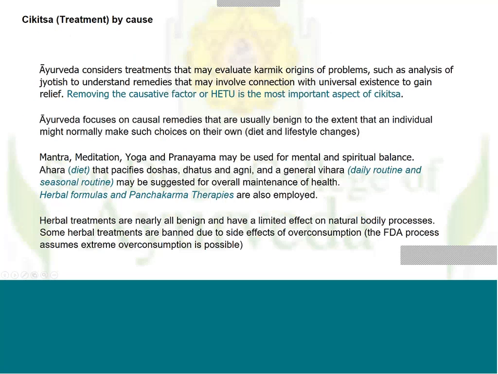So chikitsa can be given by cause. This is another very important thing. So Ayurveda looks at the treatments, and we also look at the karmic origins of problems. We may look at Jyotish to understand the types of issues of fate, and these will be things that tell us about things from previous lives. We may look at the Jyotish or Vedic astrology to understand remedies that may involve what is our connection with universal existence to gain relief. We want to remove the causative factor or hetu.